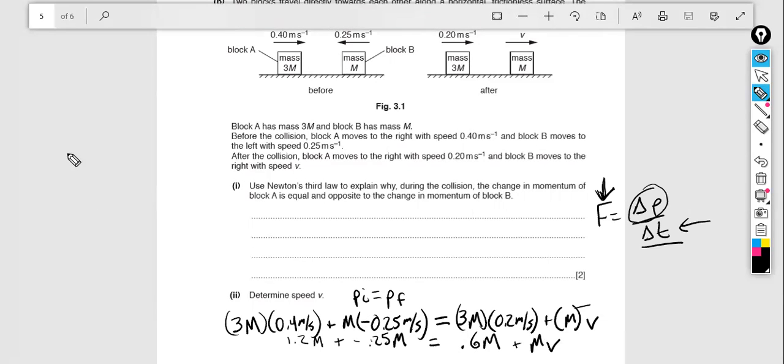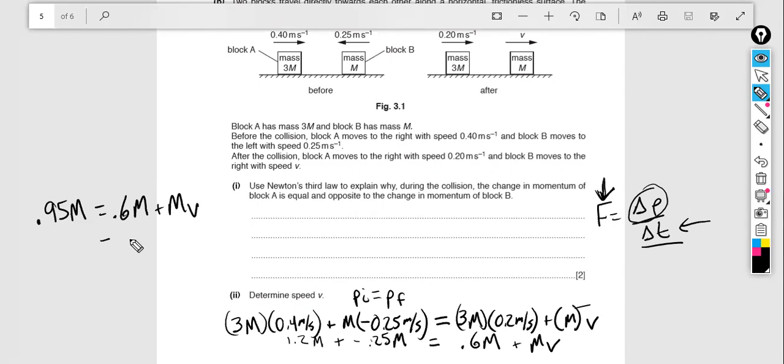All right. 1.2 m plus negative 0.25 m is how many m? 0.95 m equals 0.6 m plus mv. All right, so that's the next step here. Just combine these like terms, right? I drew it over here because I ran out of space.